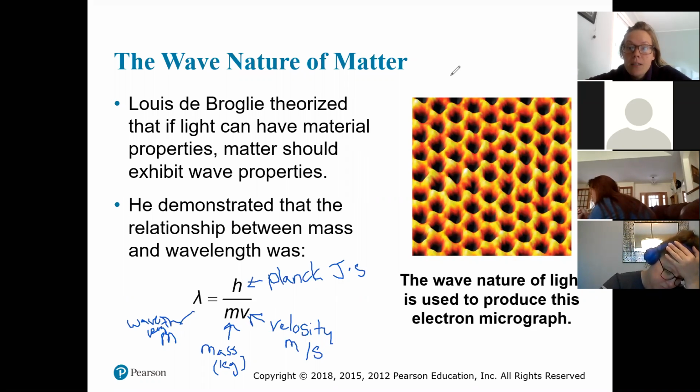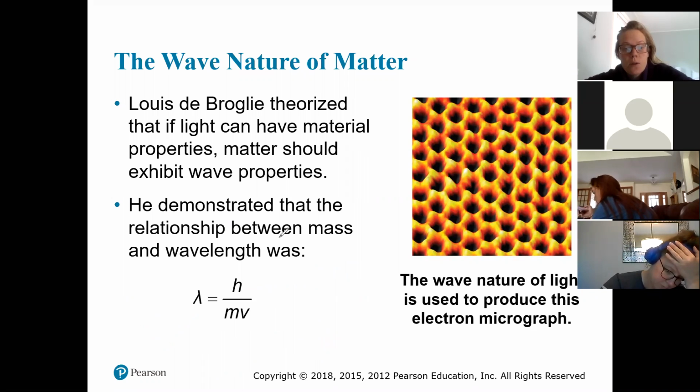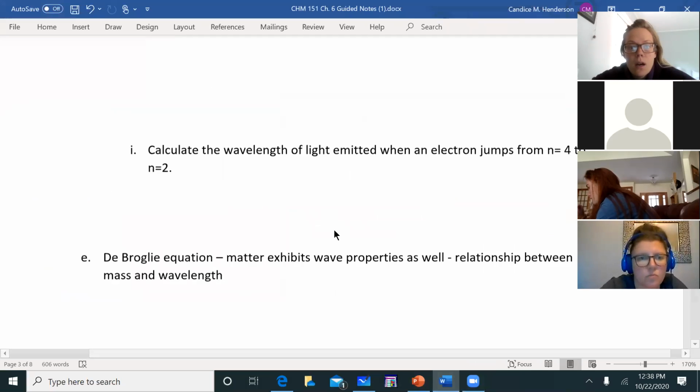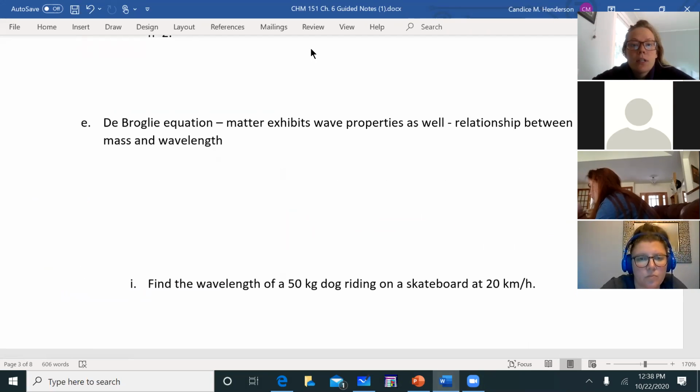So let's look at two instances using this equation. I'm going to go over to our guided notes because I like the guided notes for this one. All right, so we've got de Broglie's equation. I'm going to fill that in so we have it over here.